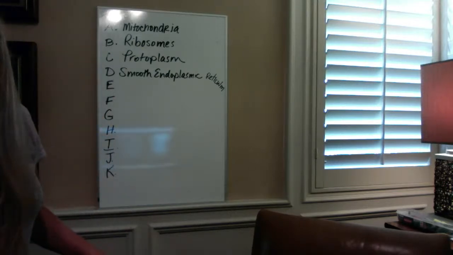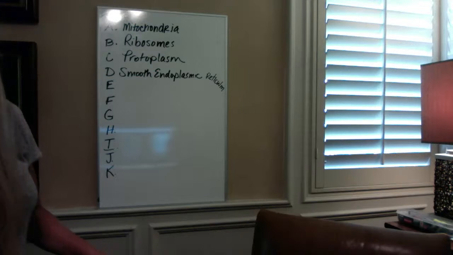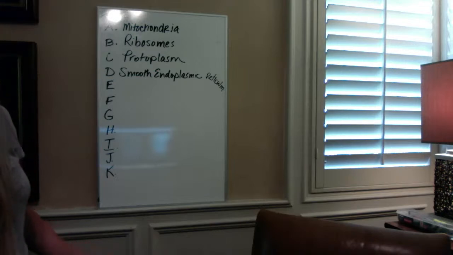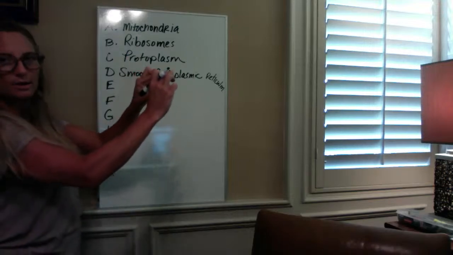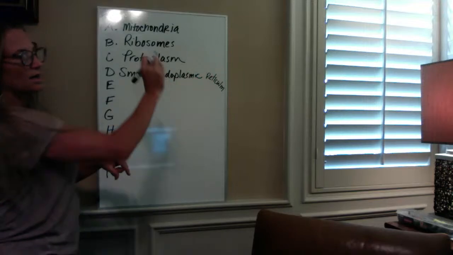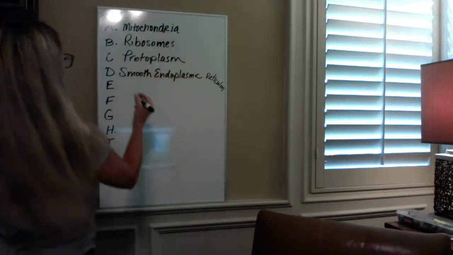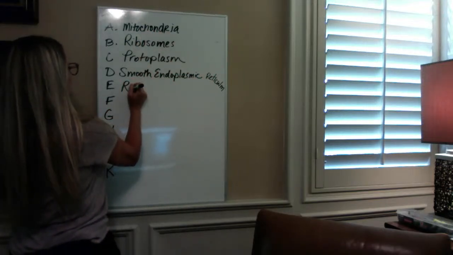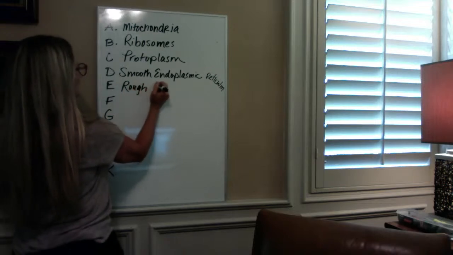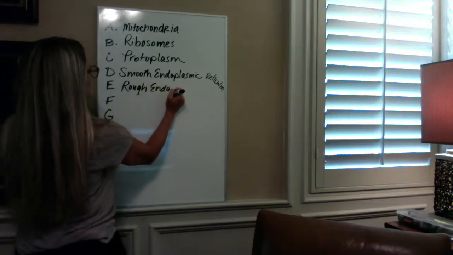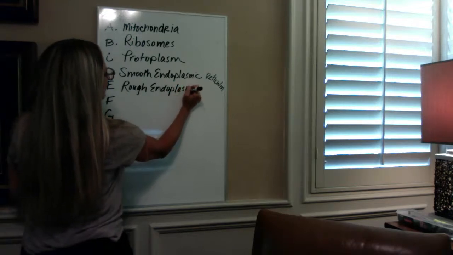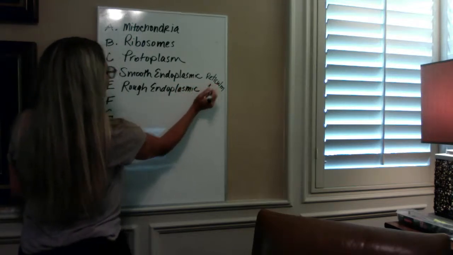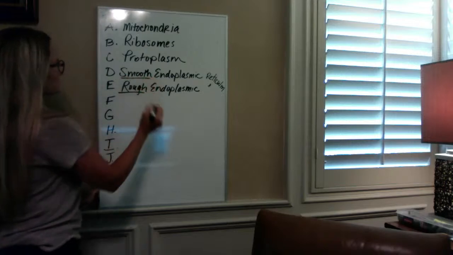Okay, let me see. We are A, B, C, D. Let me look at my next. Okay, our next picture is E. So you have a smooth and a rough. So the next one is the rough. And if you'll look at the outside of the edges, it's just more jagged around those edges. And that's how you're going to determine the difference between the two. It's just amazing to me when we think about all the things that are going on in our human body. Wow. So you got rough and you got smooth.